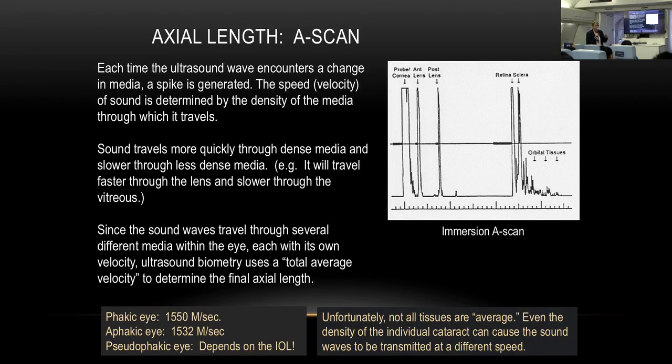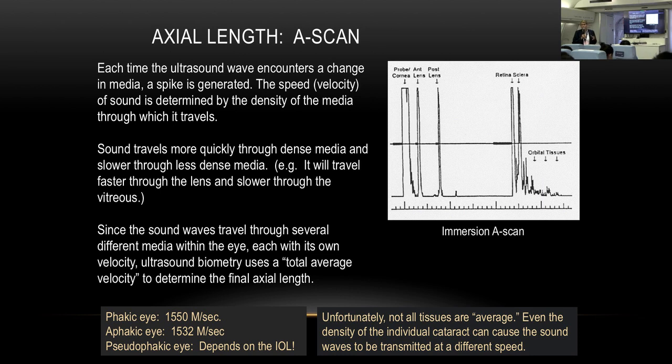Okay, back to talking about axial length a little bit. Every time the sound wave encounters a new change in media, a spike is generated. That's how we end up with these spike patterns that everybody's familiar with.